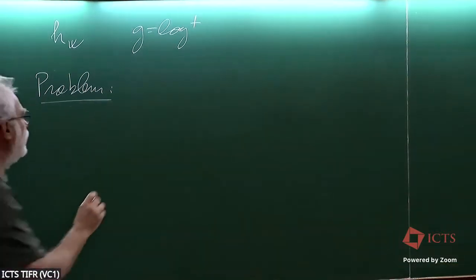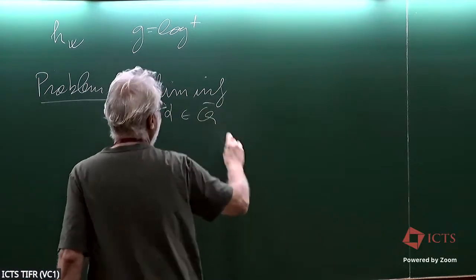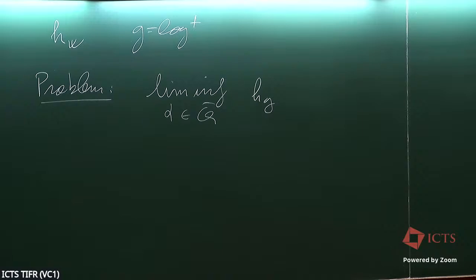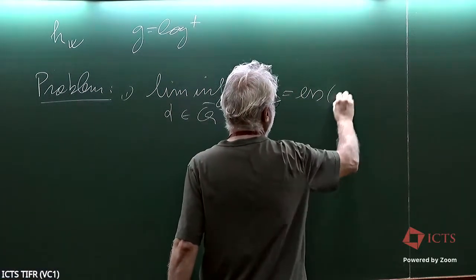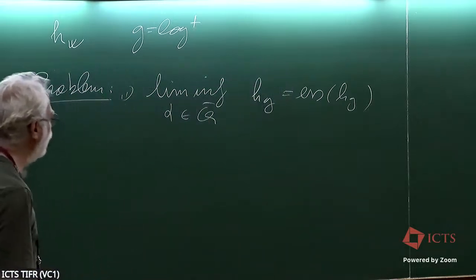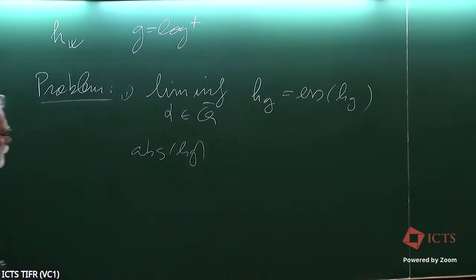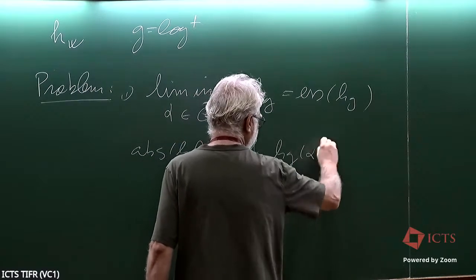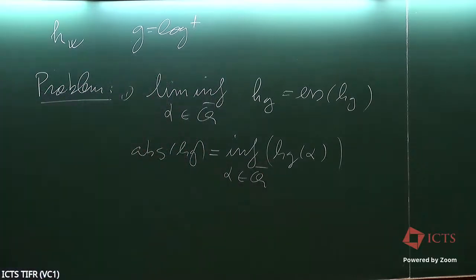And then the problem is to compute the lim inf for all alpha inside Q bar of this function h of g. So we want to look at what is the smallest possible accumulation point of the values of the height, so this will be the main problem, which is what we call the essential minimum of the height. And if you want, you can also ask for the absolute minimum of the height, the inf of h of alpha for all alpha inside Q bar. And we will see that this problem is slightly easier than the previous one.